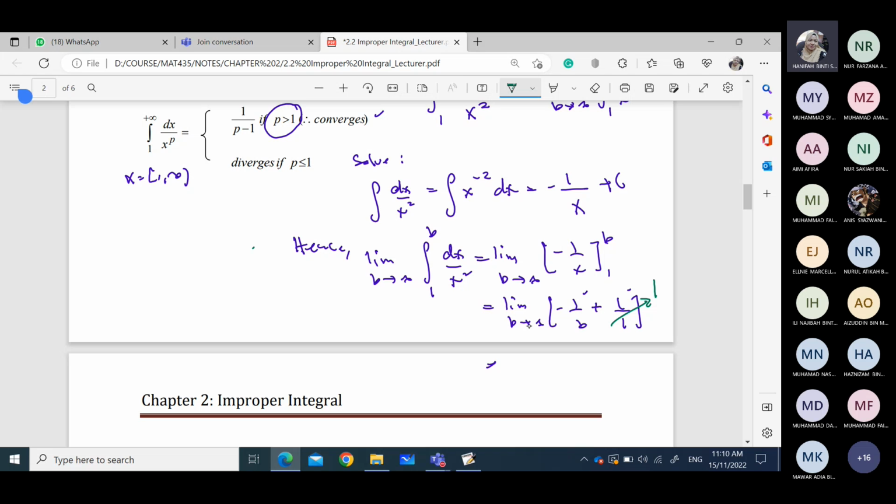Okay, so this one, negative 1 over infinity. B approaches infinity. Then we have negative 1 over infinity for the limit. What do you get? 1 over infinity in the limit. 1 over 0 we have infinity. Right, 1 over infinity.